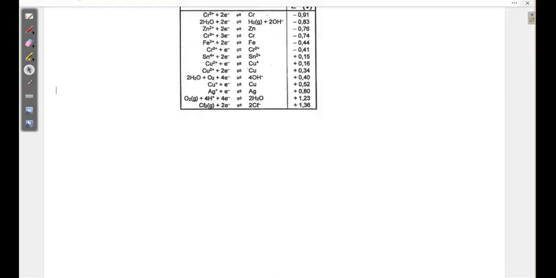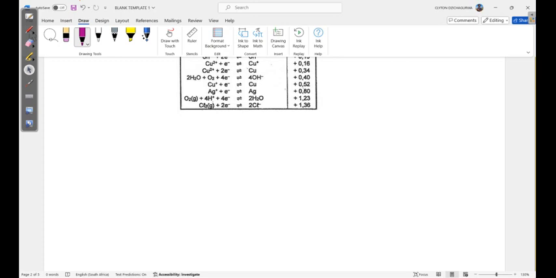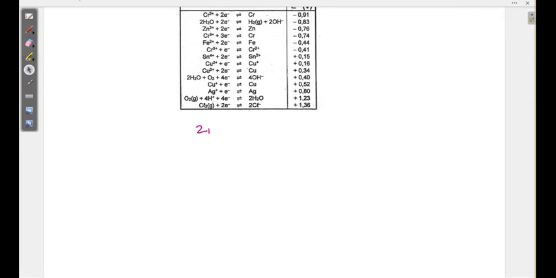In terms of how you can do it, you can simply write it down. The one on top is Zn2+ plus 2 electrons, and then you have Zn. So you copy it as it is on the table, but focusing on the two that you are interested in. You neglect the rest, and then you write those ones that you're focusing on, because those are our electrodes there.